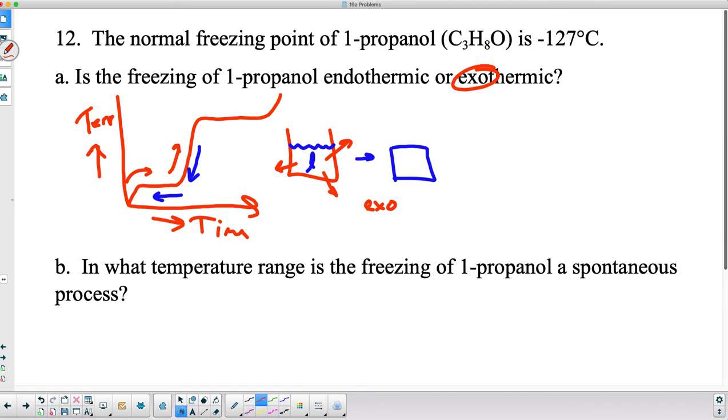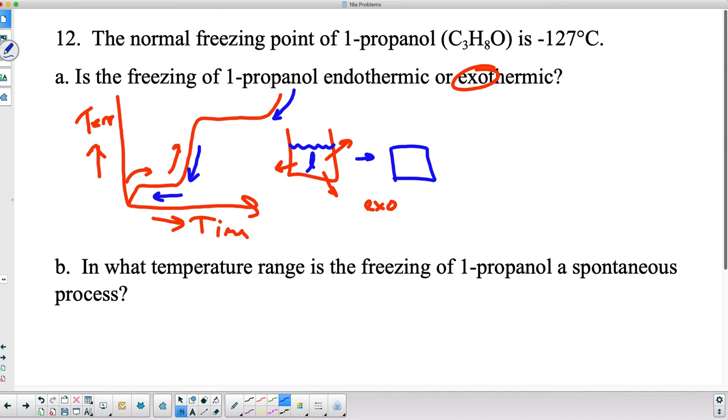I know that kind of screws you up, and I know it's against what you think, but if I have 1-propanol vapor and it's condensing here, that means that it is losing heat and organizing. The molecules are organizing. That means that the system is losing heat, and that's exothermic always. Okay. However, if we're melting, that's it. I'll pick this up at the end.